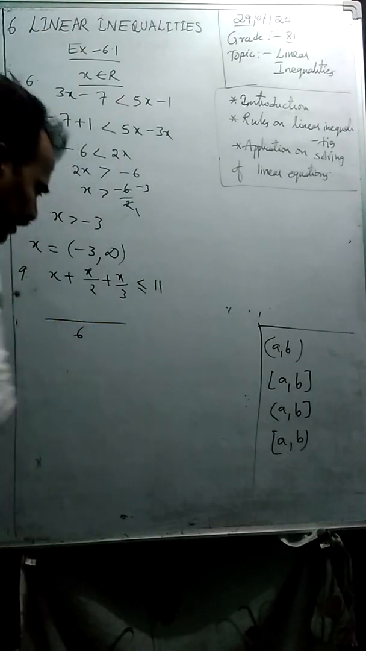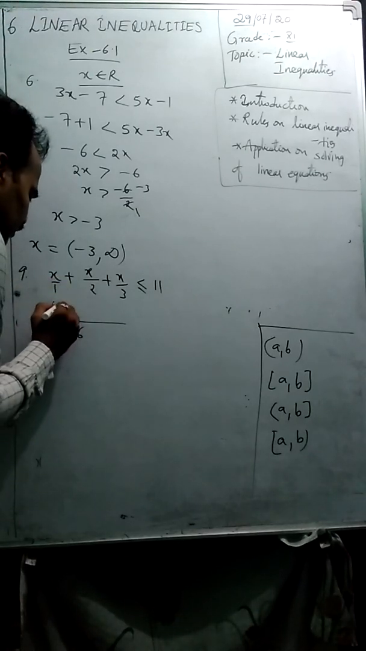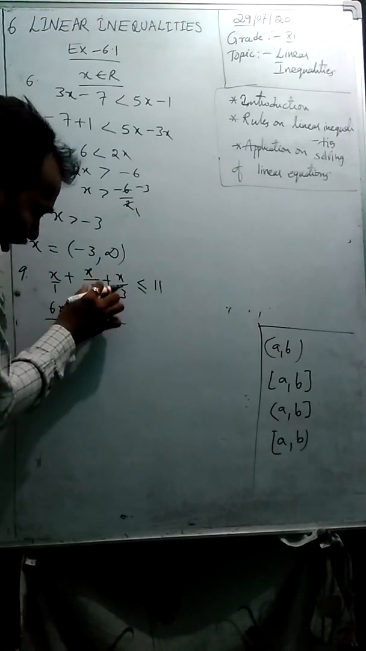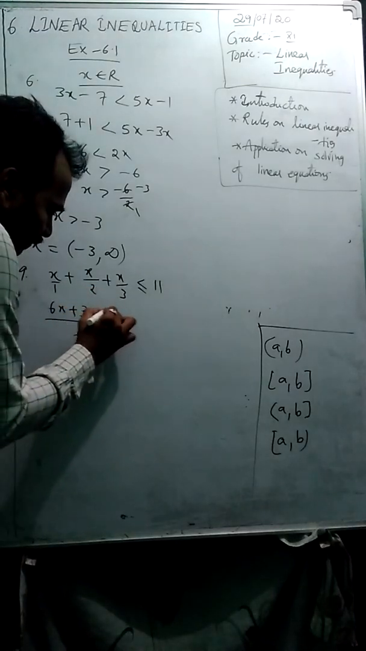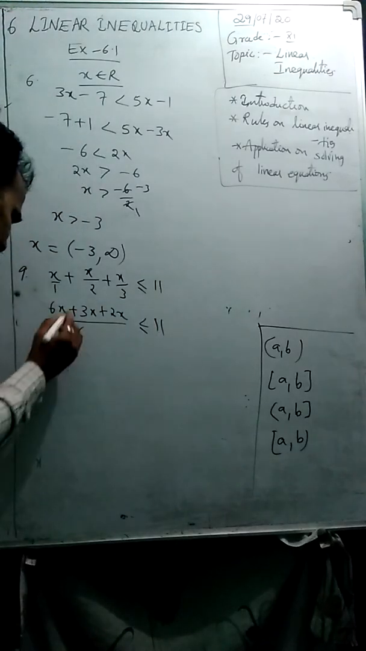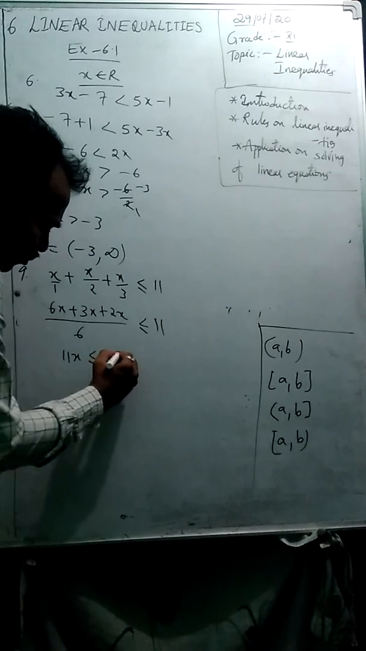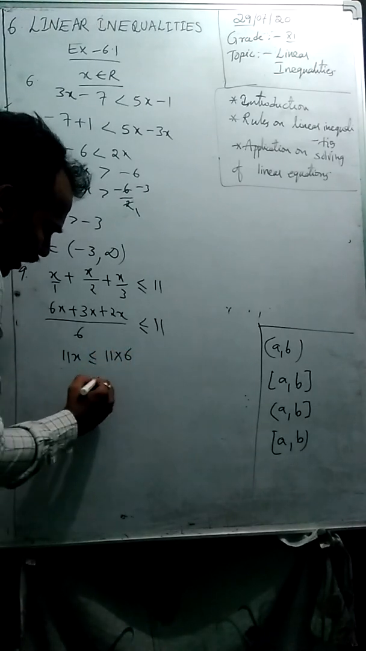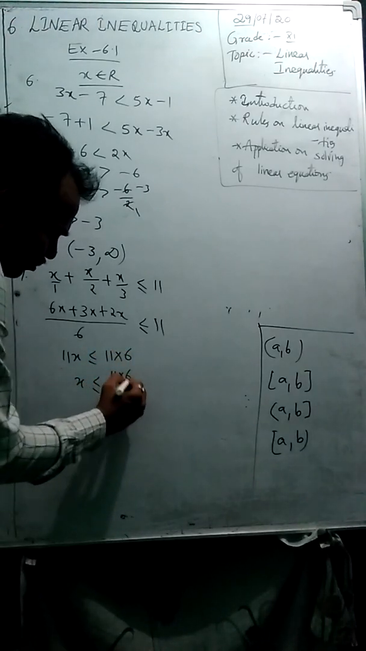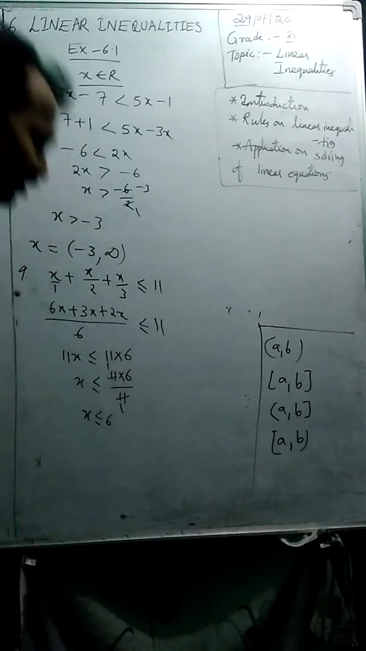First, we will simplify. 6 is the LCM. We get 6x plus 3x plus 2x less than or equal to 11 into 6. Next, 6x, 9x, 11x. 11x less than or equal to 11 into 6. So x less than or equal to 11 into 6 by 11. x less than or equal to 6.